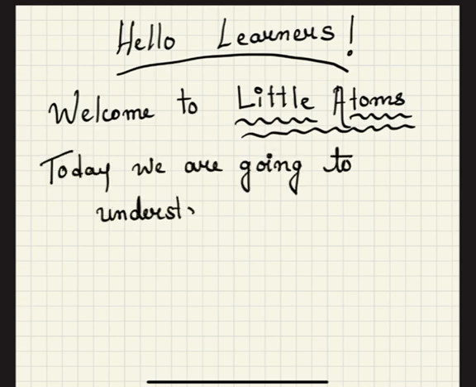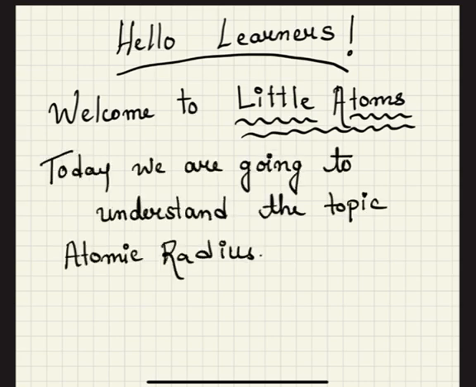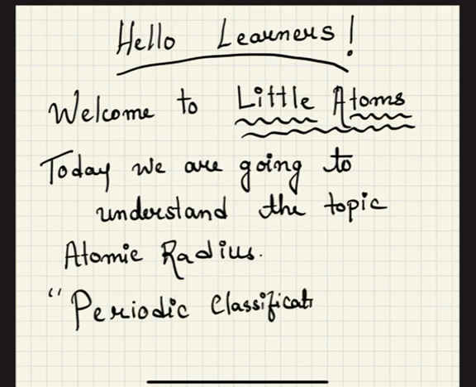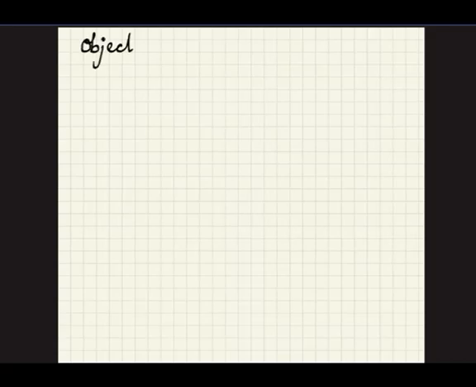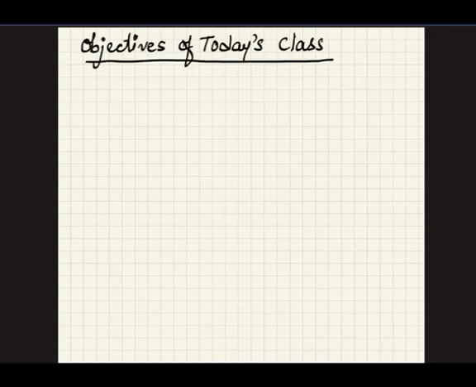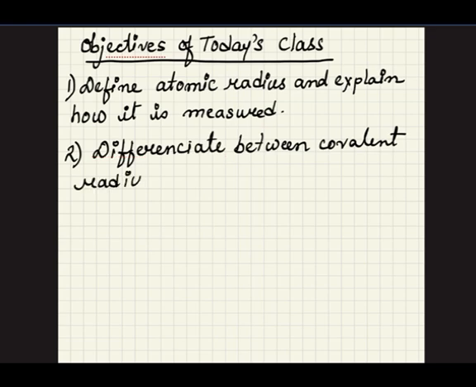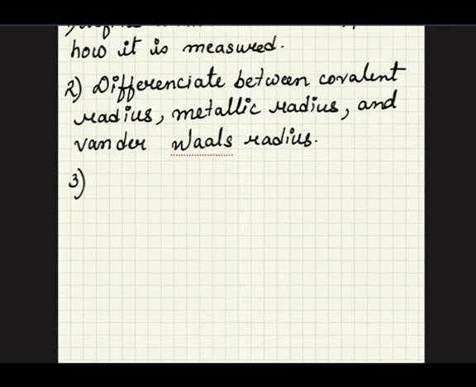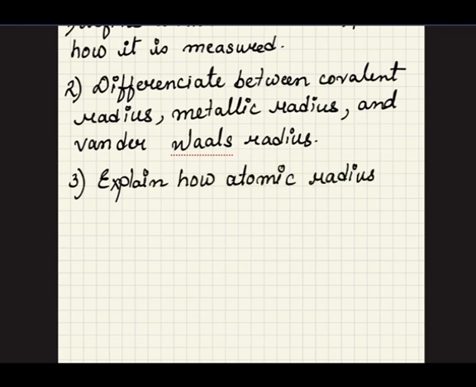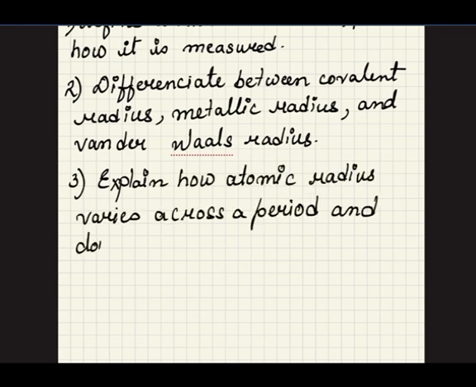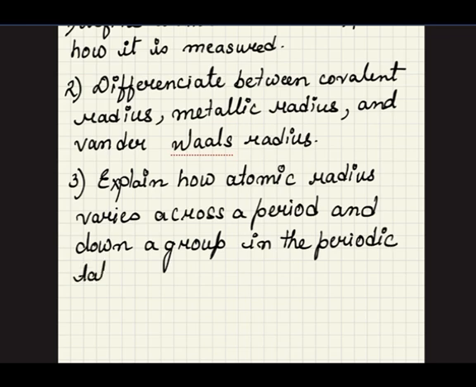Today we are going to understand the topic atomic radius, periodic classification of elements. Objective of today's class: define atomic radius and explain how it is measured. Differentiate between covalent radius, metallic radius and van der Waals radius. Explain how atomic radius varies across a period and down the group in the periodic table.